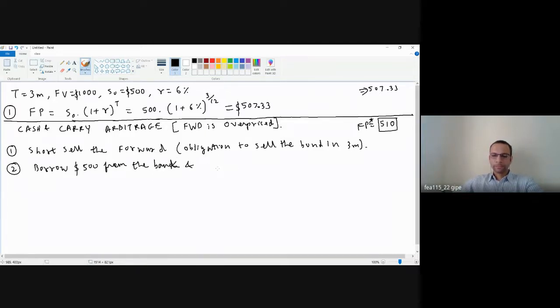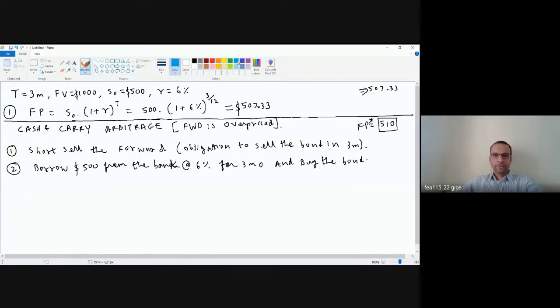And now again, there will be a cost associated with this. The bank charges 6% for 3 months, and I use this money to buy the bond. That is, I am short in the derivative and I am long in the bond now. So I'm short selling the forward and I'm purchasing the bond. So shorting the derivative and longing the bond. Short the derivative market, long the cash market. So this is what I do today.